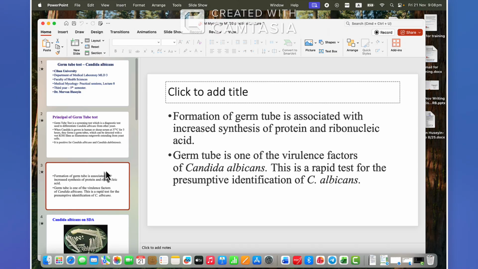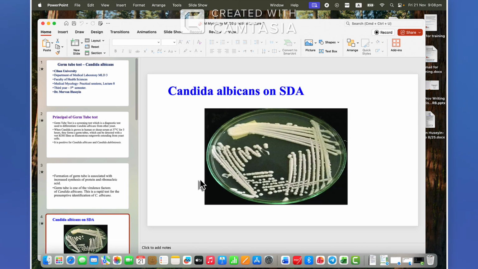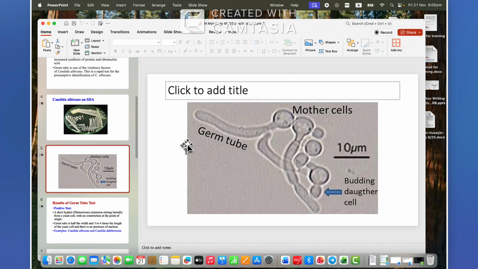As we said, it is one of the virulence factors, and this test is a rapid test for Candida albicans identification. As you see, this is Candida albicans on SDA, which you previously worked with by hand. This is a germ tube, and you will find it under the microscope like this. The yeast does budding from the mother cell, and the daughter cell buds a small projection from the yeast cell, which then elongates to make a germ tube.